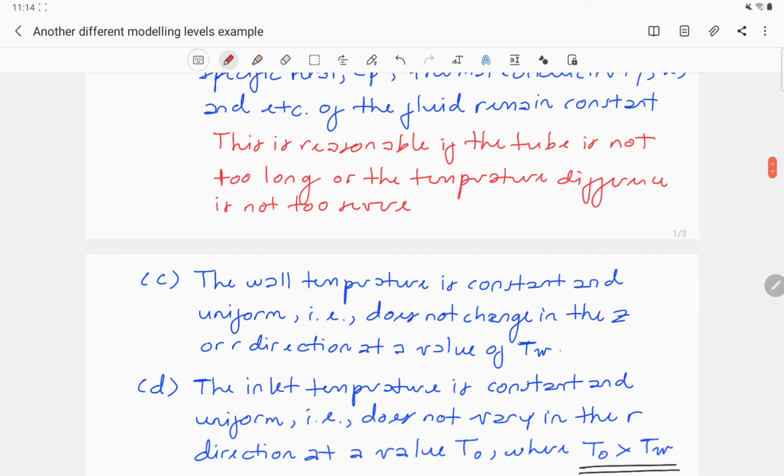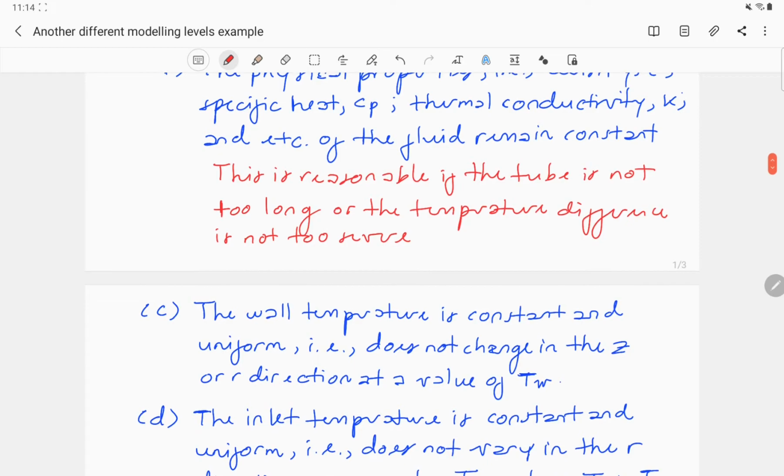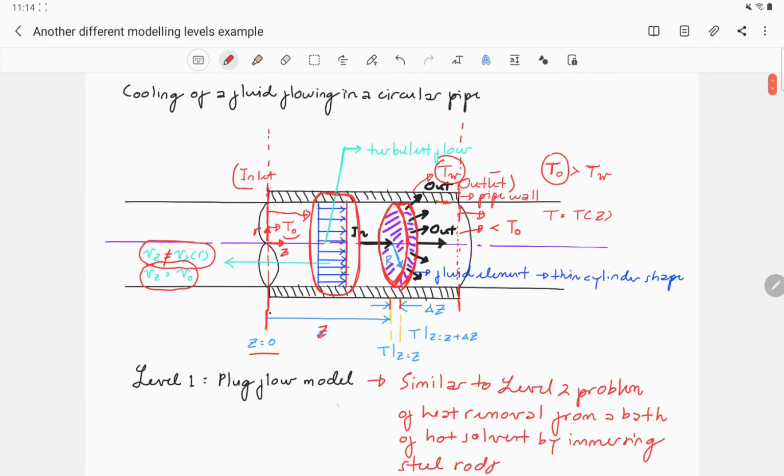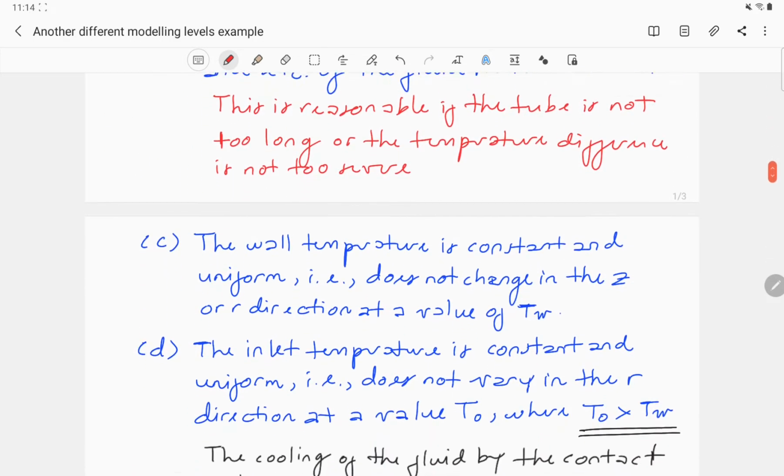The next assumption is that the wall temperature is constant and uniform, so it does not change in the Z or R direction at the value of Tw. So what we are concerned with here is the sections of the tube wall in here and in here, basically. Built into this assumption is that the temperature of the wall in here, the one that is rastered here, is not a function of R or Z. So here it's Tw, here is also Tw, and here is also Tw. Okay, so we don't care so much about the coordinate variations of the temperature in the wall.